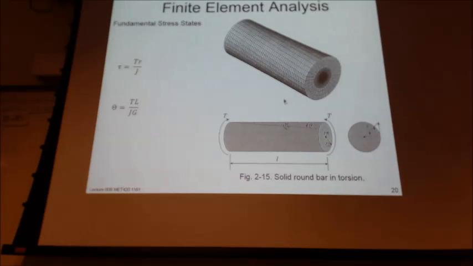Now when we're dealing with shear, again we're assuming elastic behavior, we're maintaining a straight plane, parallel and radial, and then we can say that TR over J is going to apply, or TL over JG. J being the polar moment of inertia, G being the modulus of rigidity. And our max shear is going to be at the surface of our bar.